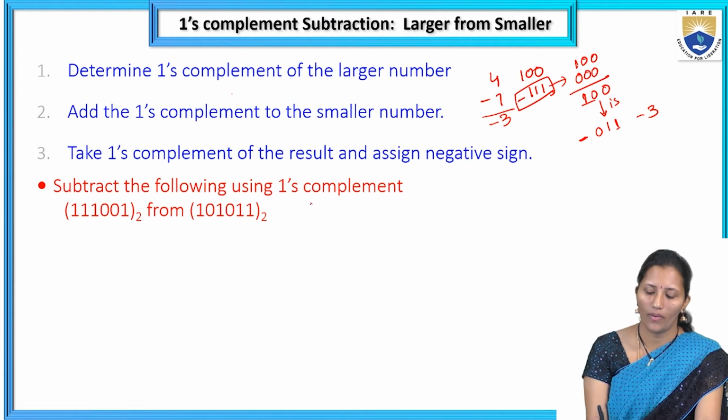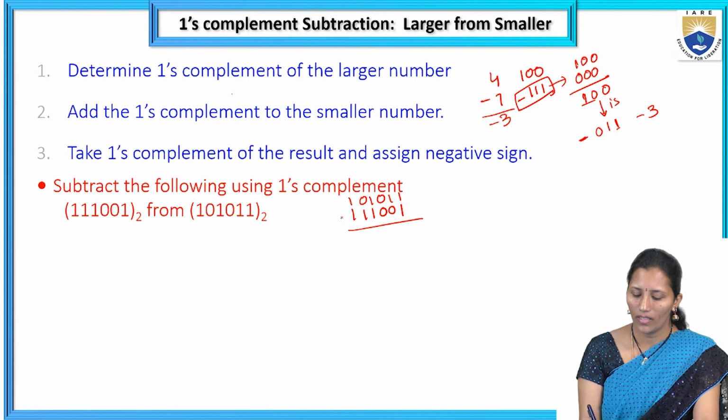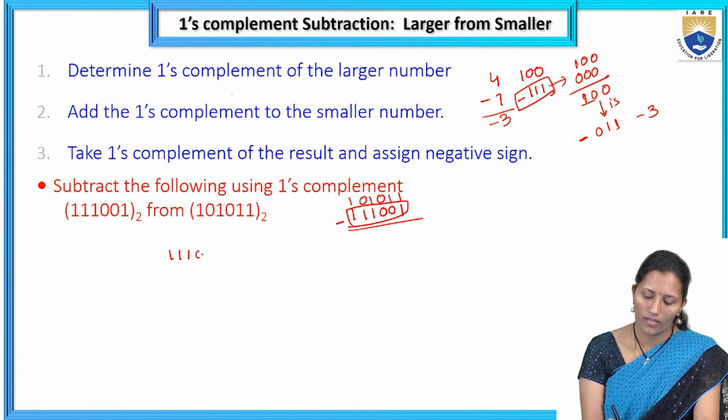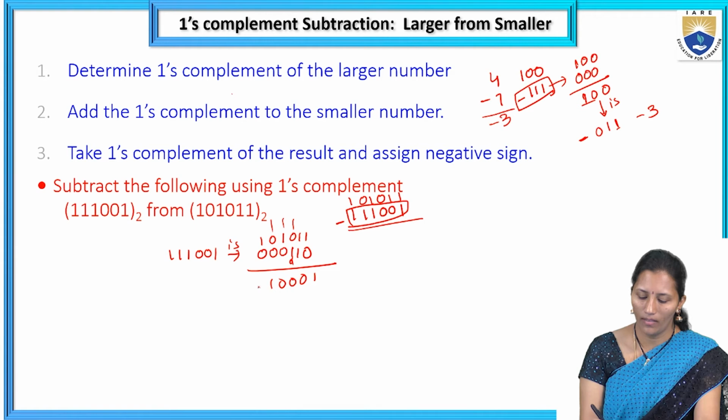So here also, subtract the following using ones complement. We subtract 1, 1, 1, 0, 0, 1 from 1, 0, 1, 0, 1, 1. First find out the ones complement of this one. So 1, 1, 1, 0, 0, 1, ones complement is 0, 0, 0, 1, 1, 0. Okay, add this ones complement to the minuend, 1, 0, 1, 0, 1, 1.